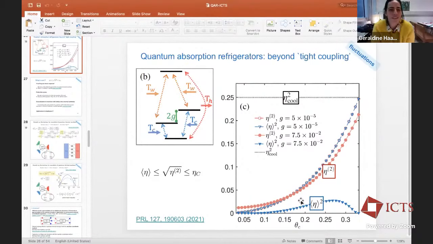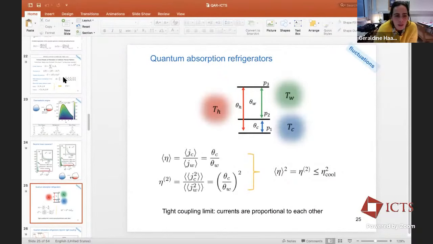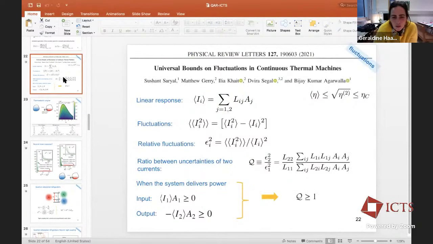Yes, thank you, Dvira, for this very nice, interesting and clear talk. I have one question also related to this efficiency eta 2. In the slides where you define the different quantities, the first one, you introduce this ratio Q between uncertainties of the two currents. So I guess these L11 and L22 are the Onsager coefficients for charge and heat currents. Yes. But how do they relate? How does Q relate to eta 2?